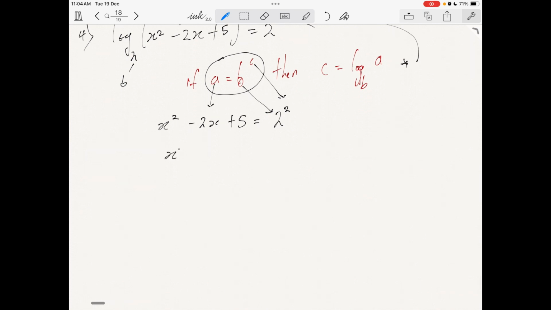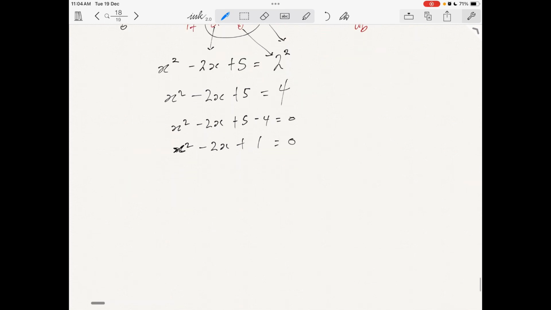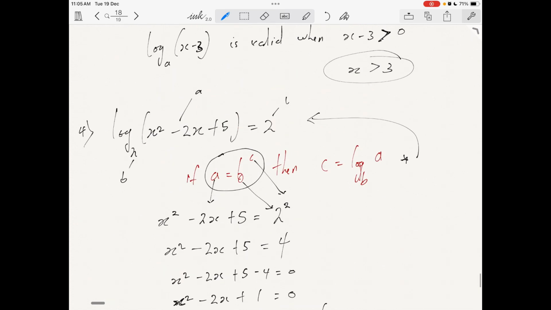So in this scenario, we will now solve this when we open up. We have x squared minus 2x plus 5 is equal to 4. So x squared minus 2x plus 5 minus 4 is equal to 0. x squared minus 2x plus 1 is equal to 0. So in this scenario, we have a quadratic equation. When we solve this, whatever method you use, we have our final answer to be x is equal to 1 twice.